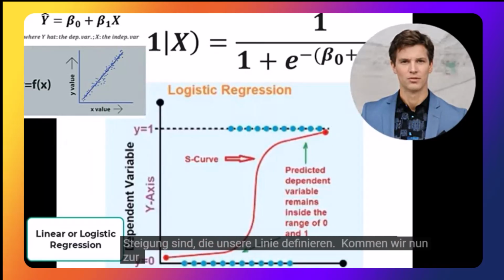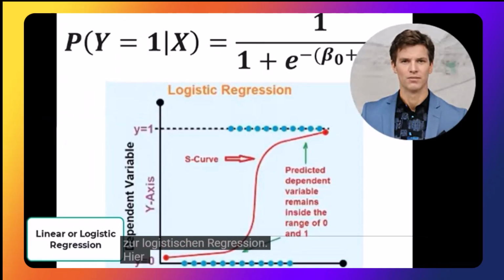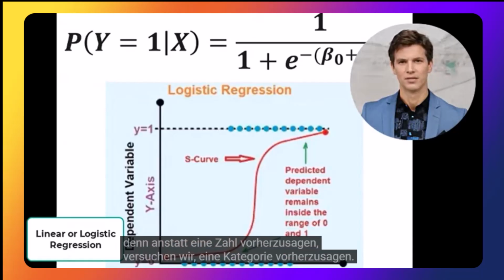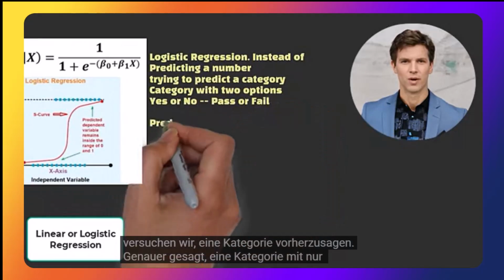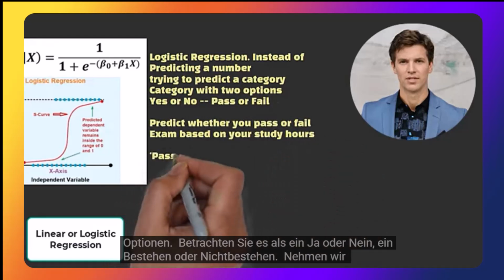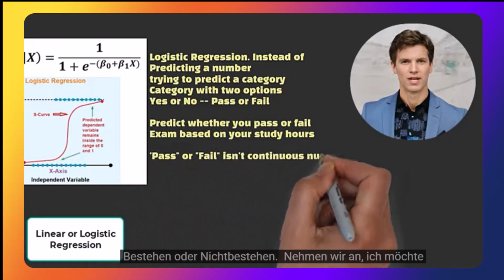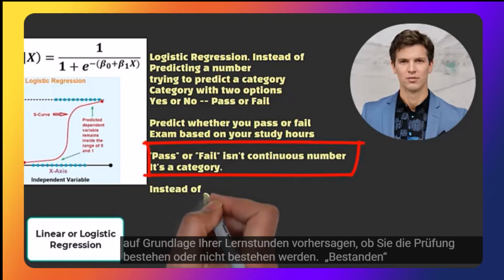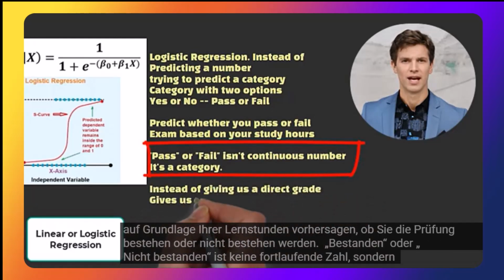Now, let's switch gears to logistic regression. This is where things get interesting because instead of predicting a number, we're trying to predict a category, specifically, a category with just two options. Think of it as a yes or no, a pass or fail. Let's say I want to predict whether you'll pass or fail that exam based on your study hours. Pass or fail isn't a continuous number, it's a category.